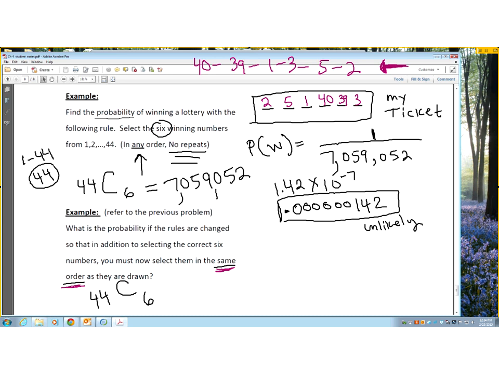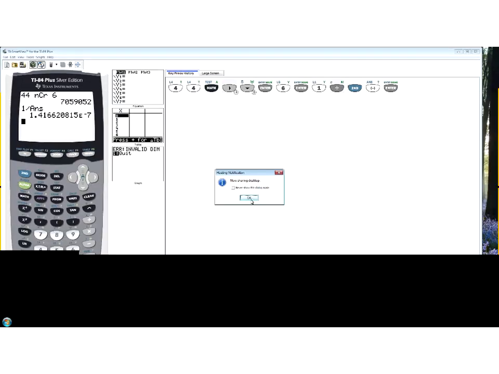Now I just put a C in there. I meant to put a P for permutations. Order matters. So it's 44 P, and so in this case order matters. All right, so on the calculator I'm just going to go ahead and put that over. 44. So it's very similar to the combinations.